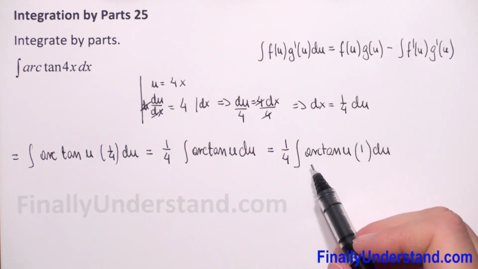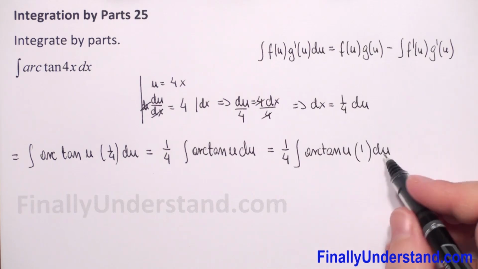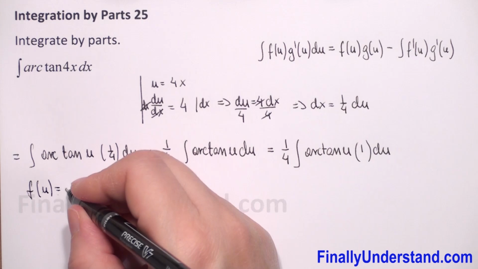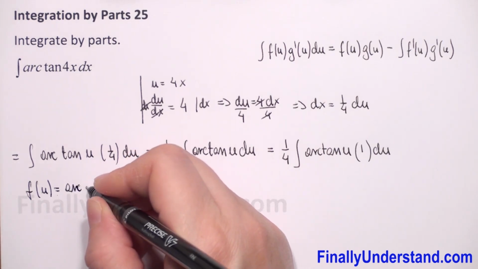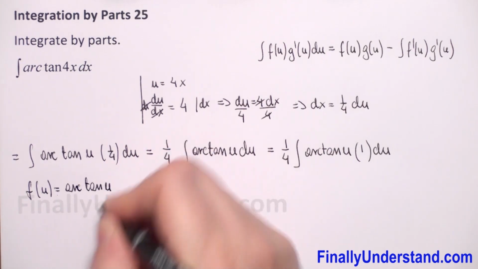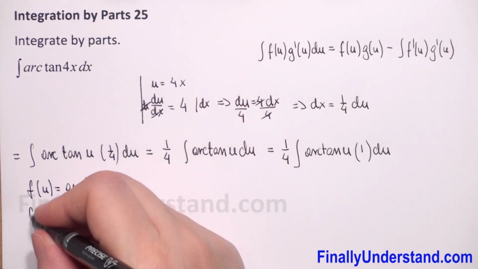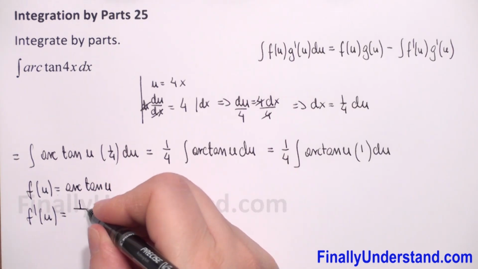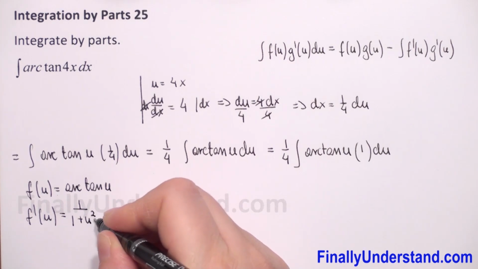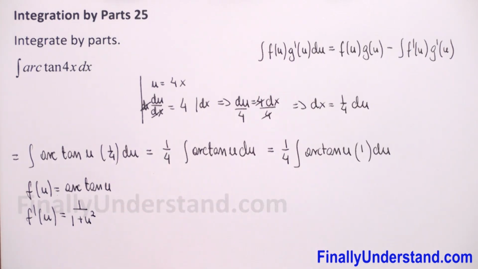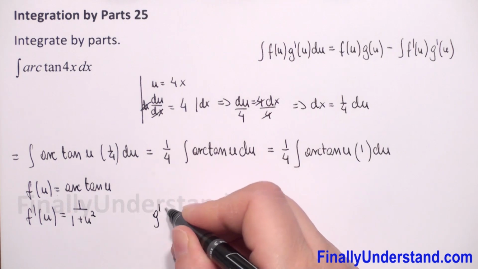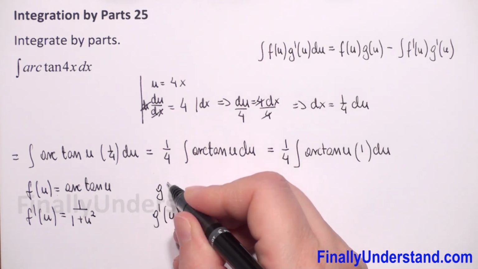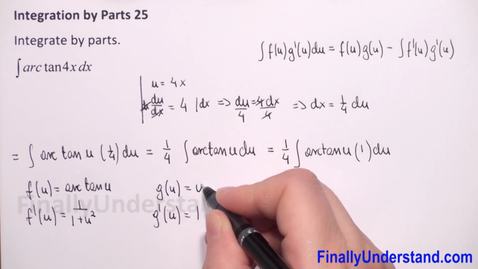So our f will be arctangent. Let me put this: f of u is equal to arctangent of u, and now f prime of u will be equal to 1 over 1 plus u squared, and whatever is left is our g prime of u. We have 1, so our g is equal to u.